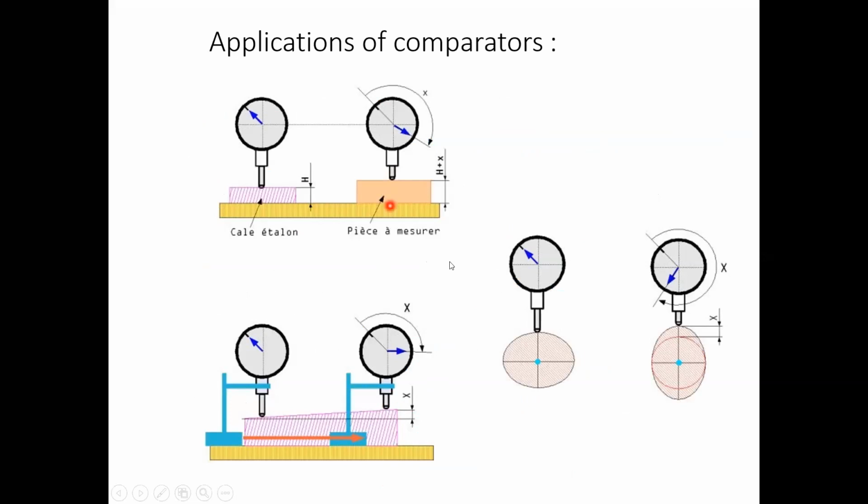These pictures indicate the application of comparators in order to check circularity, roundness, and height, and variation in surface flatness. For different purposes, we are going to use these comparators, right?